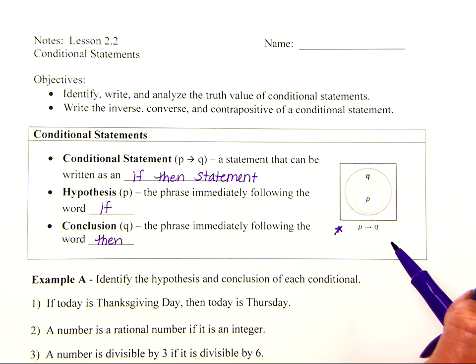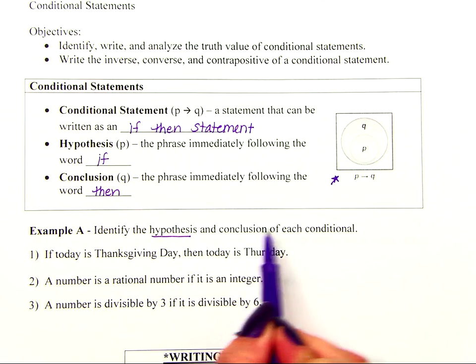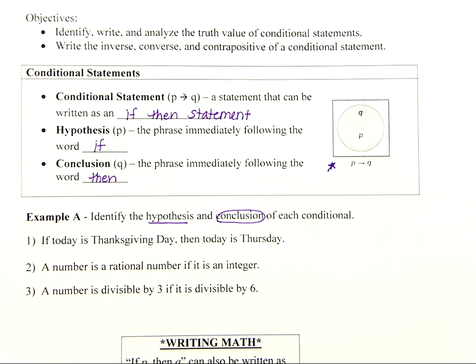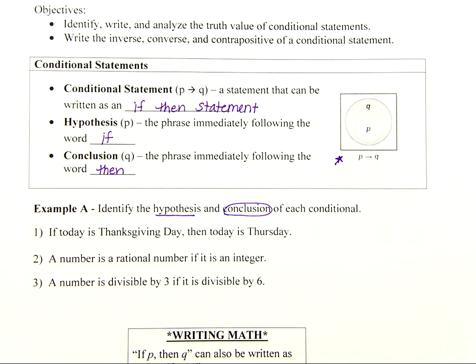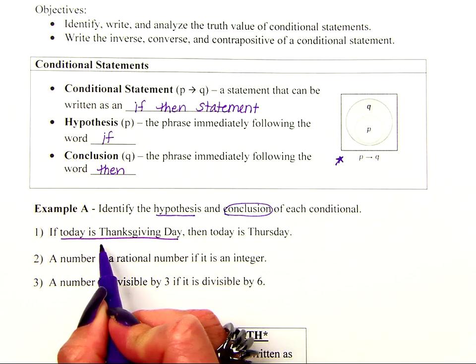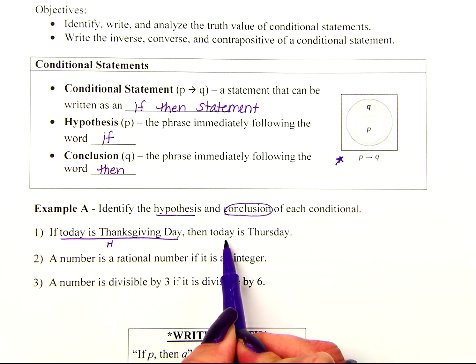So part of what we're going to do is we're going to look at some if-then statements and we're going to identify the hypothesis and the conclusion. So in example A, we are going to underline our hypothesis and circle our conclusion. If we take a look at number 1, it says, if today is Thanksgiving Day, then today is Thursday. Well, our hypothesis would be today is Thanksgiving Day, and our conclusion would be today is Thursday.